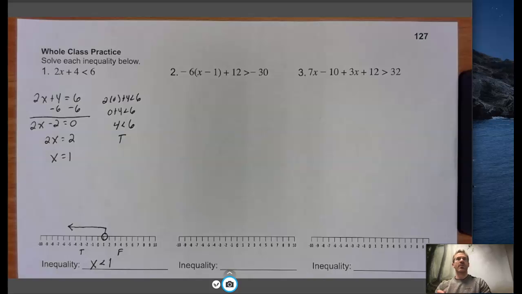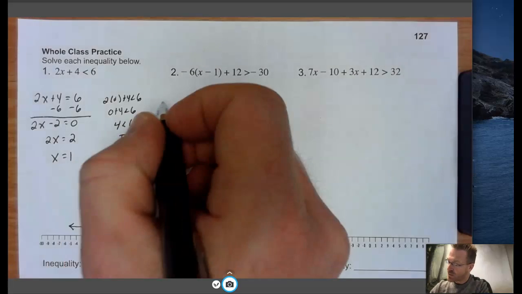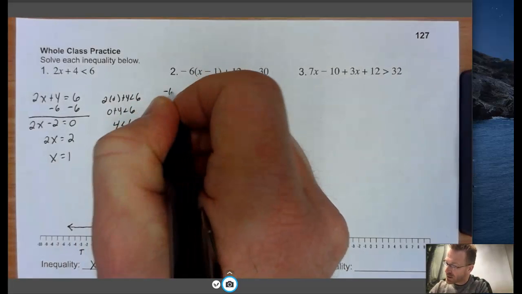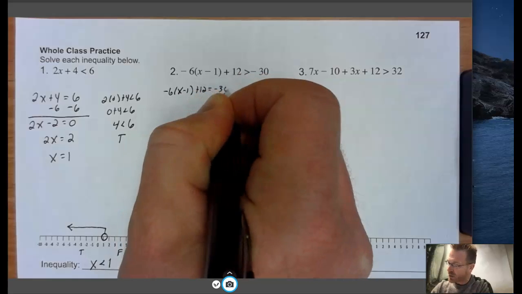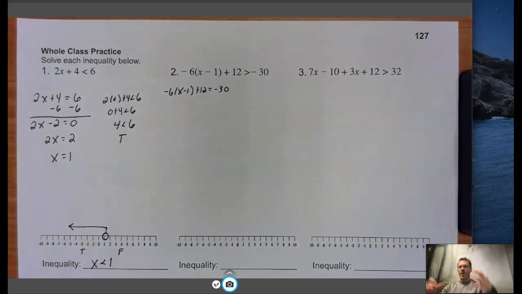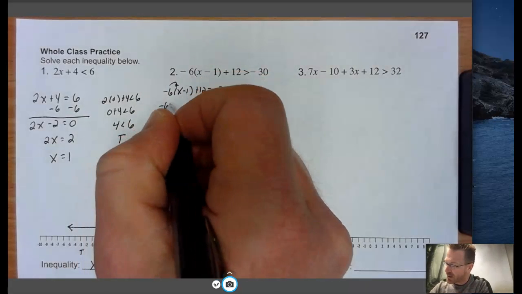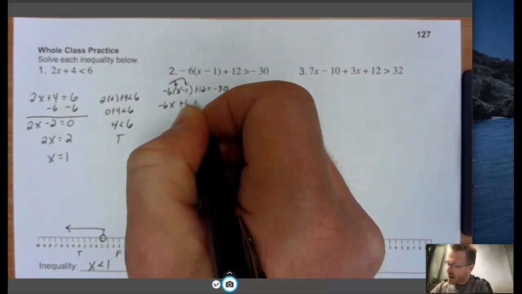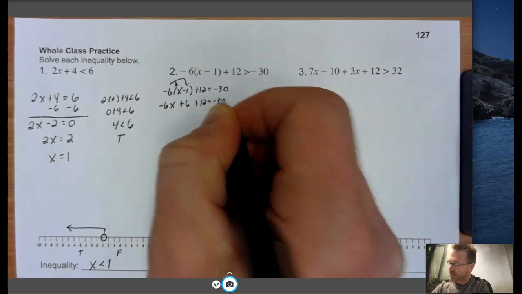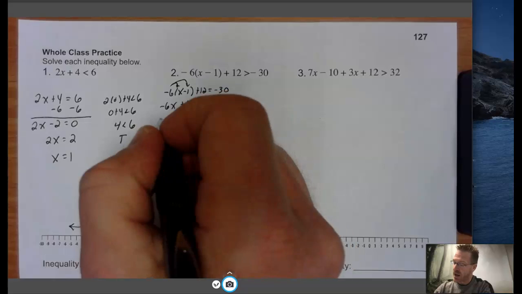All right, so let's look at problem 2 here. Once again, I'm just going to write this as an equation to begin our process here. So -6 times the quantity x minus 1 plus 12 is equal to -30. And I'm going to solve for where they're equal. So notice we have to distribute first here. So -6 times x is -6x. -6 times -1 is +6. And I bring down the rest of the problem. Notice I do have two like terms to combine here. 6 plus 12 is 18.